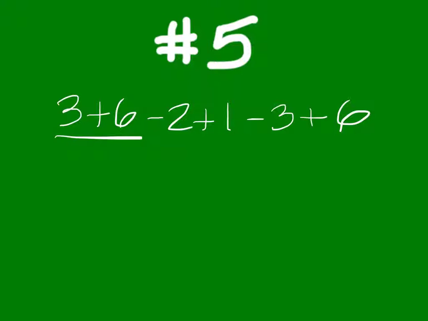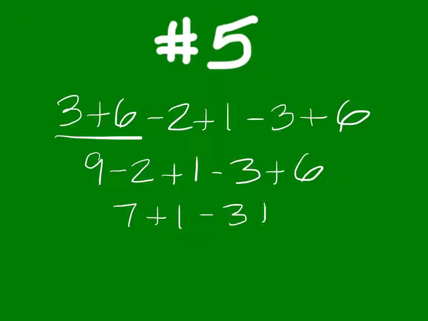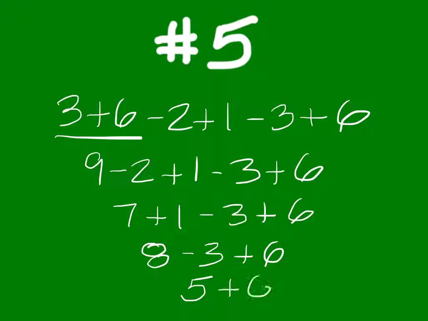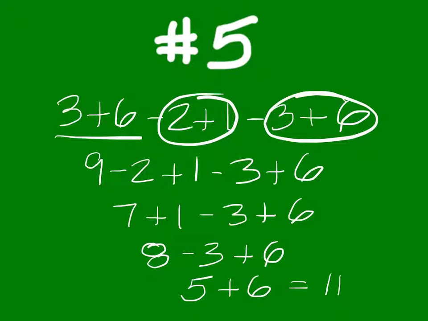3 plus 6 is 9. Then you have to do minus 2. 9 minus 2 is 7. 7 plus 1 is 8. 8 minus 3 is 5. And plus 6 is 11. You cannot do these in bunches like that. You have to go in order from left to right.